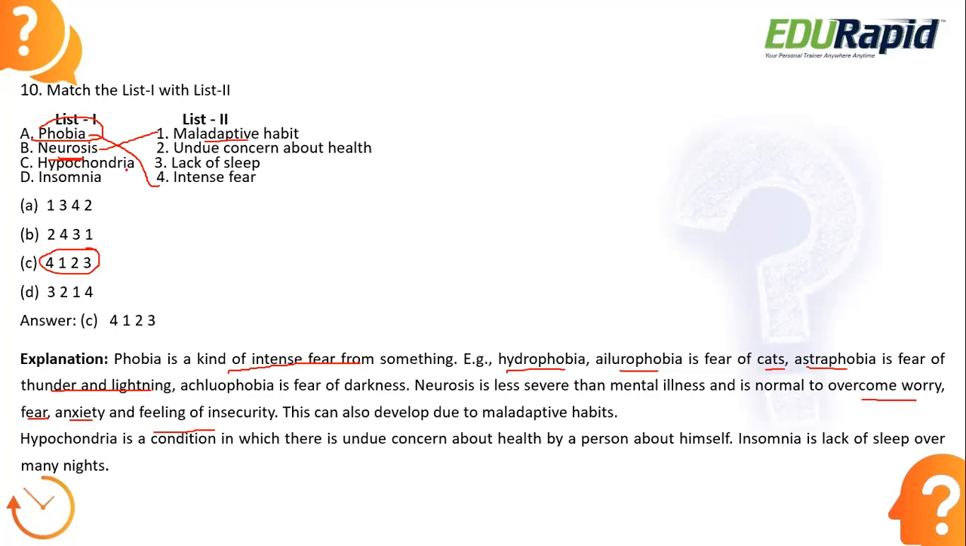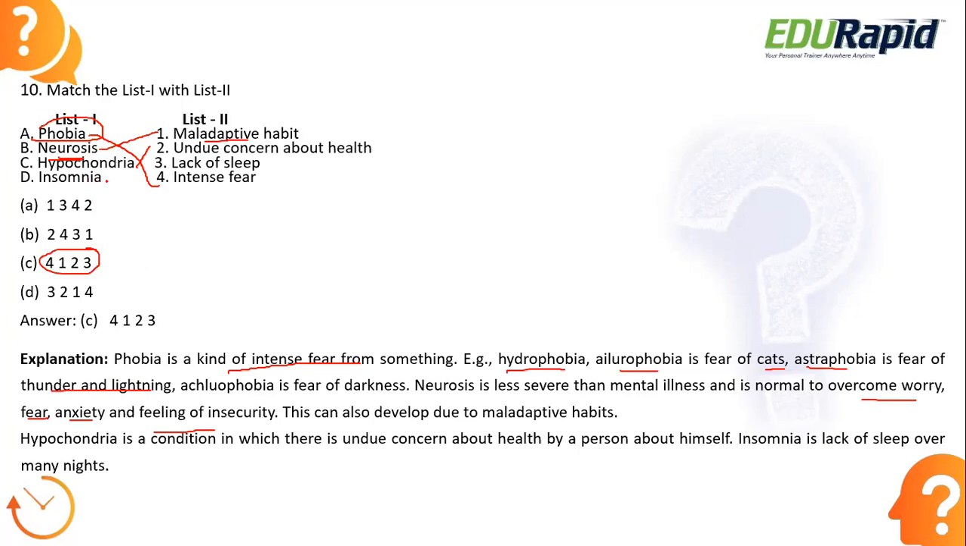Okay, so hypochondria. Hypochondria is nothing but undue concern about one's own health. Some of the people around us, you would have observed, usually have unnecessary concern about their own health. Even though they are normal, healthy beings, some of them will have excess concern about their own health itself. That condition we call hypochondria.